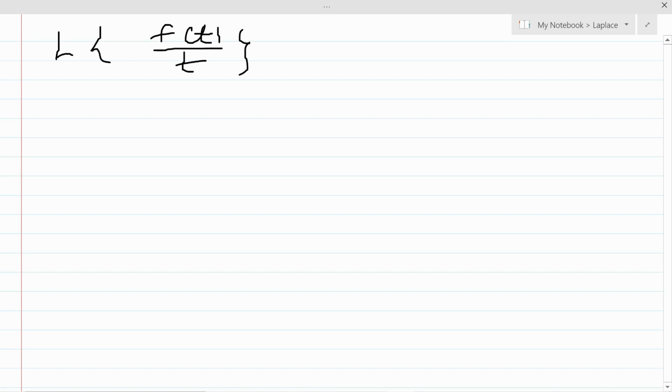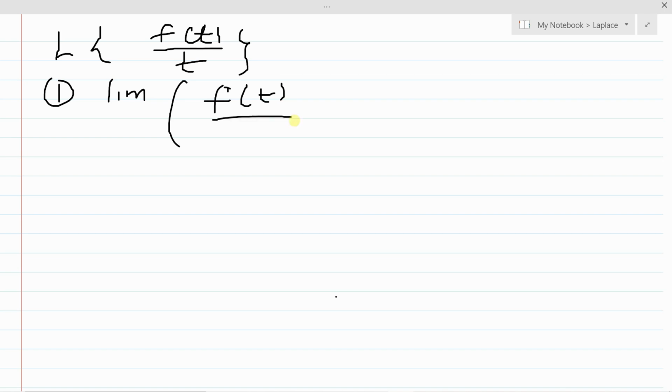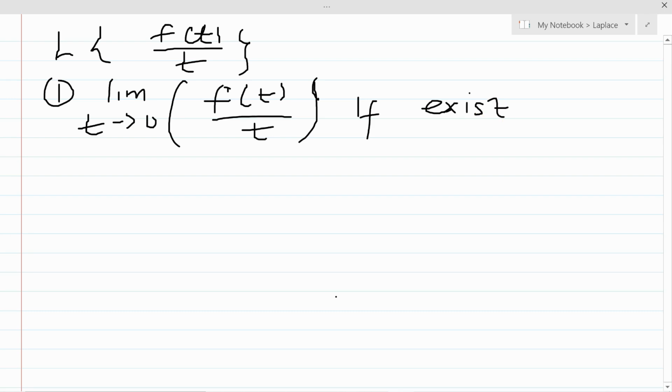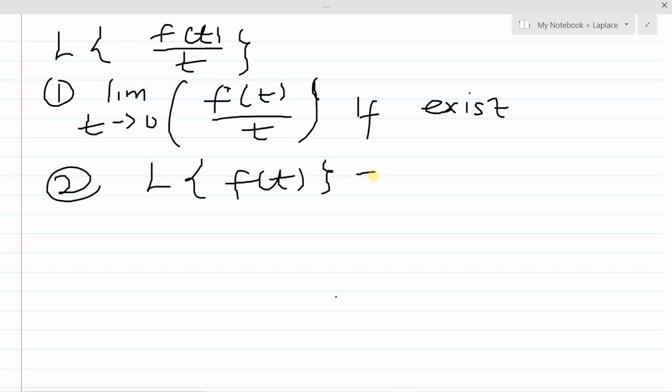With this, what you do is you first make sure that you find the limit of your whole expression f of t over t as t approaches 0, and if this limit exists, then you continue with the second step. You find the Laplace of only f of t, and that will give you what?